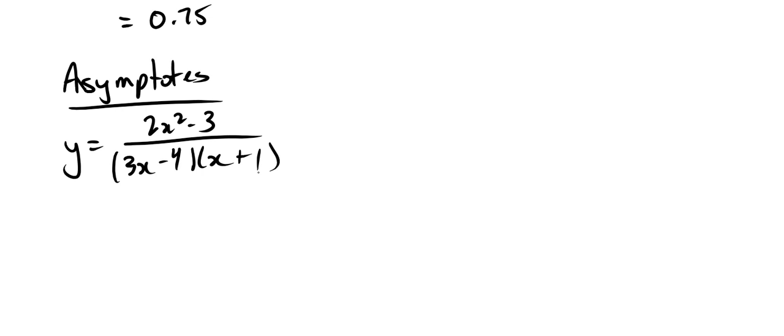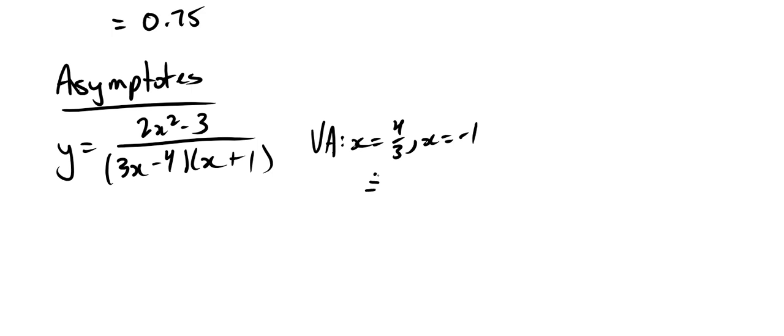Okay? So my vertical asymptotes are x equals 4 over 3, and x equals negative 1. And 4 over 3, again, that's helpful to have as a decimal. That's approximately 1.333. Actually, for another reason, I'm going to write down a few more 3s. Okay, and so let's start with that one.